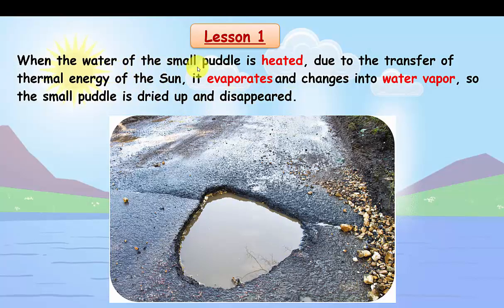When the water of a small puddle is heated due to the transfer of thermal energy from the sun, so the sun is the main source of energy on earth. The water evaporates and changes into water vapor, so the small puddle dries up and disappears. When the sun rays fall on this puddle, it is heated, so the water transfers into water vapor.